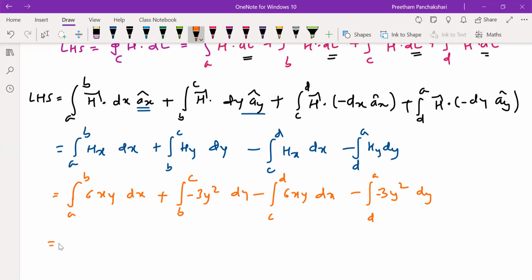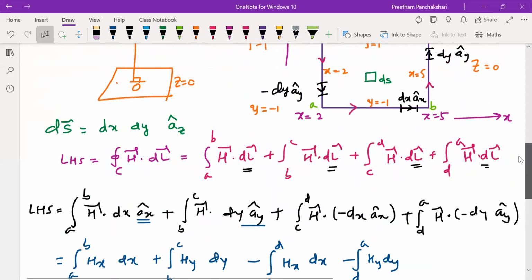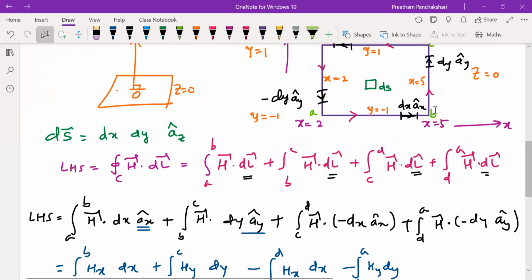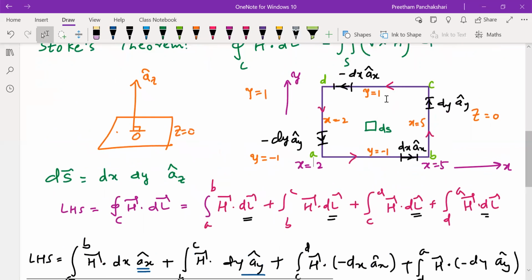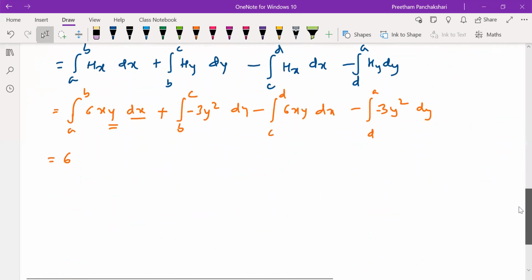In the first integral, integration is with respect to x. So 6 is constant, and y is also constant. If y is constant, then what is the value of y from a to b? From a to b, the y value is minus 1. Similarly, from c to d, the y value is plus 1.